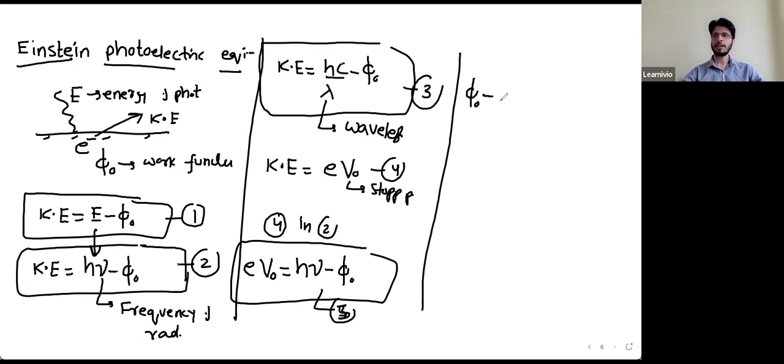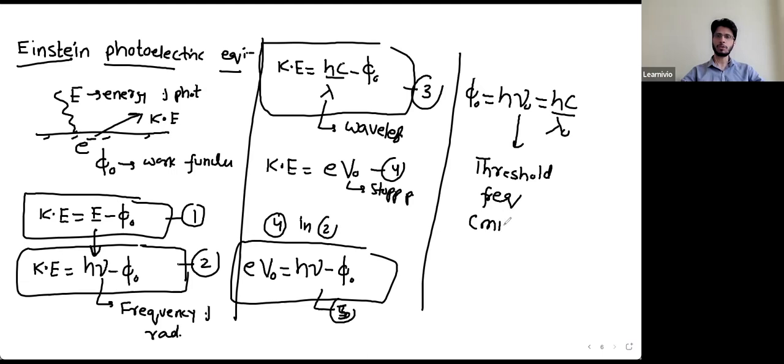You can do one more thing, like this work function phi naught can be written as h nu naught, or it can be written as hc by lambda naught. This nu naught here means threshold frequency, the minimum frequency for which electrons will get emitted. Along with threshold frequency, you should remember this is the minimum frequency of radiation. This lambda naught is the threshold wavelength. And threshold wavelength is the maximum wavelength.